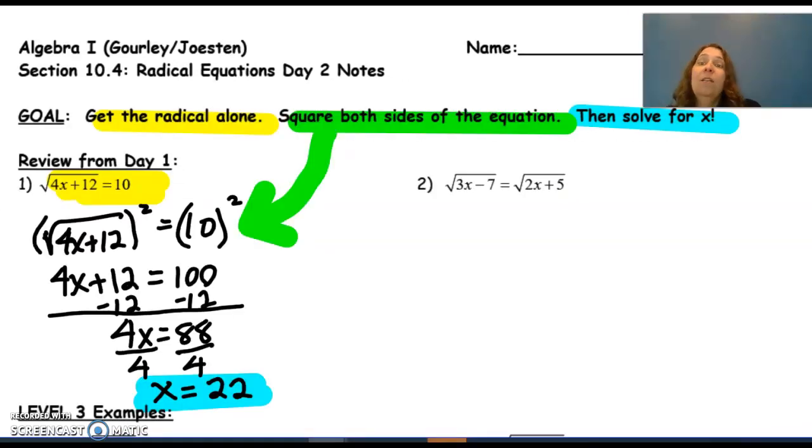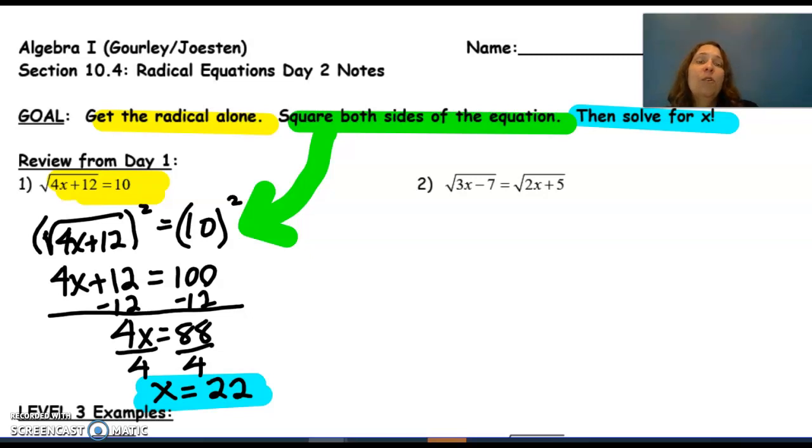Did you get it? We already had the radical alone, so we squared both sides of the equation. Then we needed to subtract 12 from both sides and divide by 4, and that gave us x equals 22. If you need to, take a moment and pause so that you can figure out all the steps.